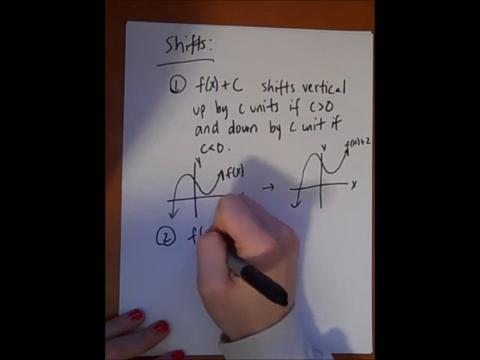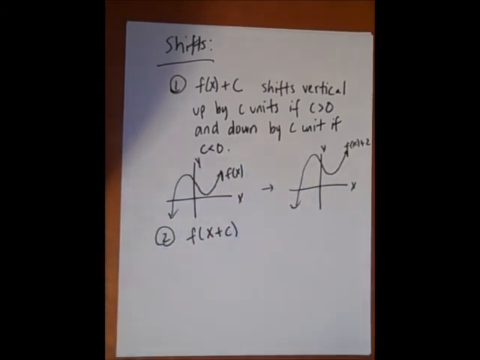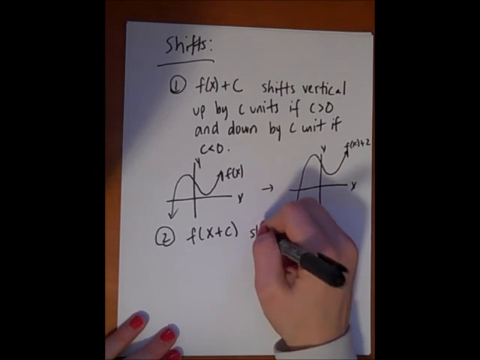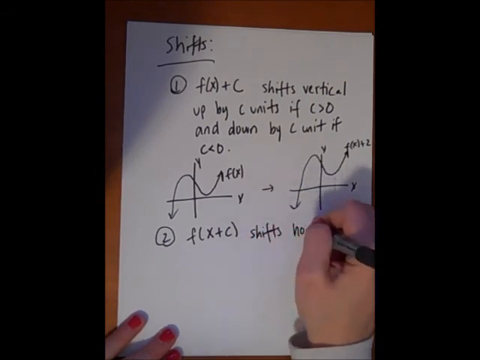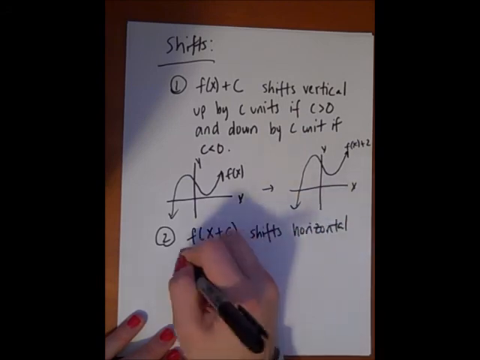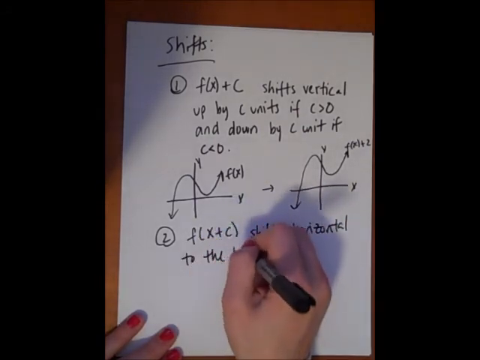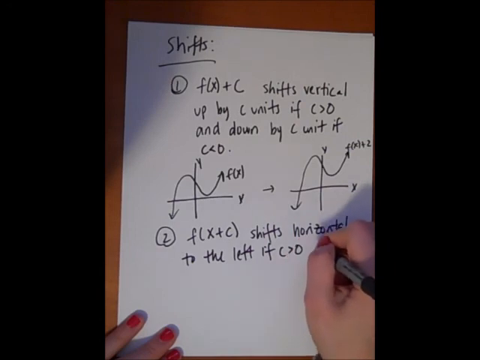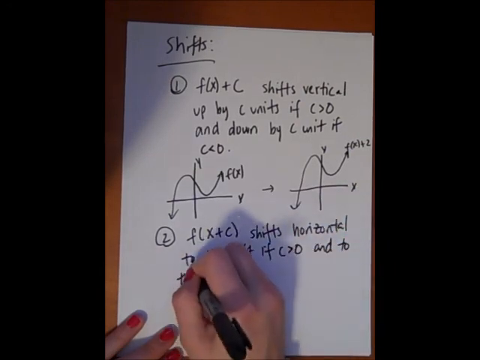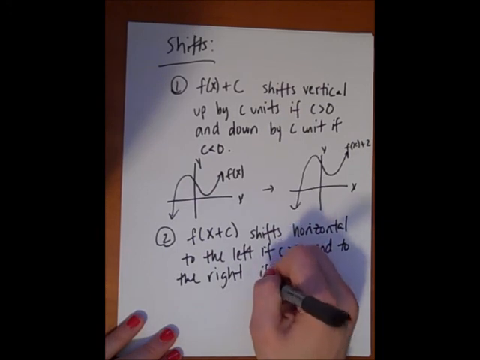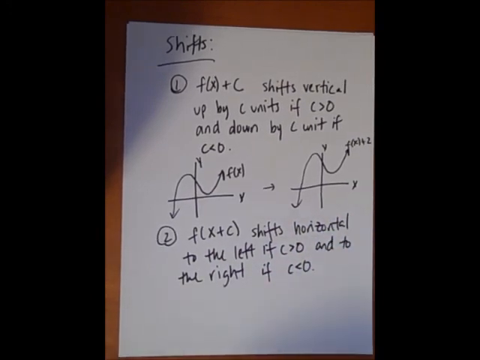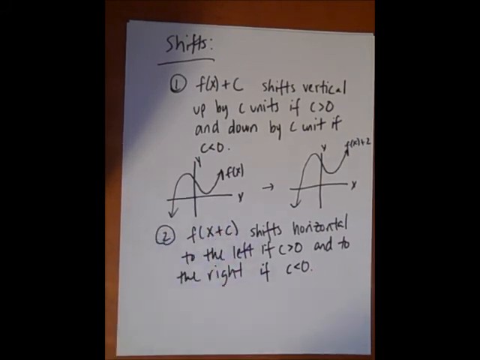Next thing I can do, f of x plus c on the inside. Now, adding c to the entire function shifted vertically. This time we're going to shift horizontally. So this shifts horizontally to the left if c is positive, and to the right if c is negative. This kind of works the opposite of how you would think it would. If I add a positive number inside here, I'm going to go to the left, whereas if I add a negative number, I'm going to go to the right.